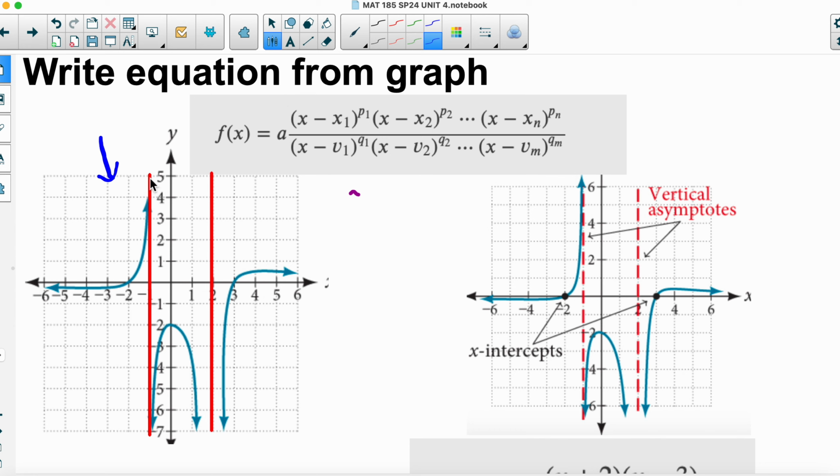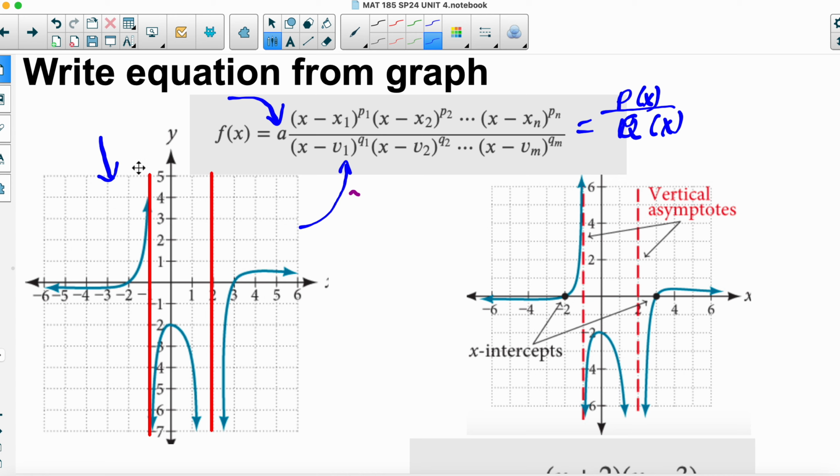We're looking at the attributes, and then we're going to translate that into this general form of a rational function, which is a polynomial in the numerator and a polynomial in the denominator. And then we also have this stretch factor a, and we're going to solve for that just the same way we did when we had a straight up polynomial function.